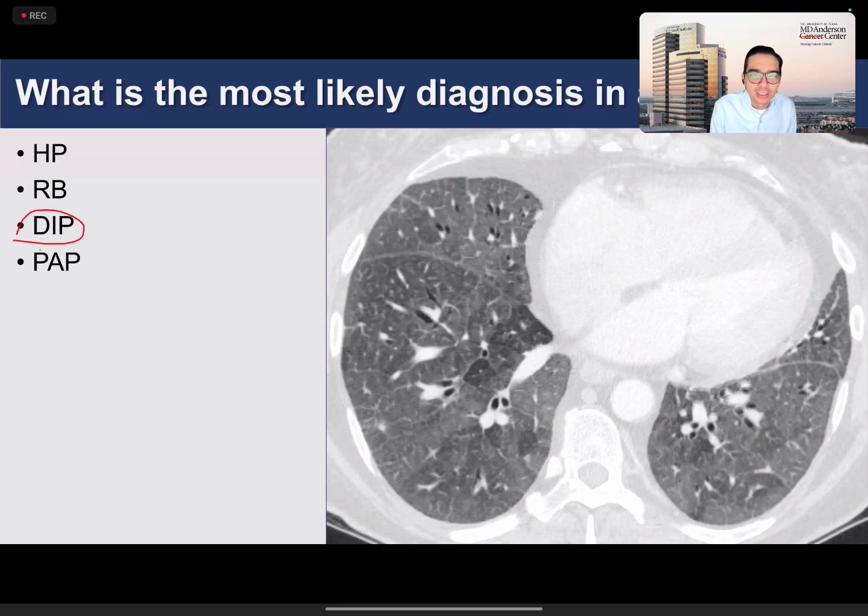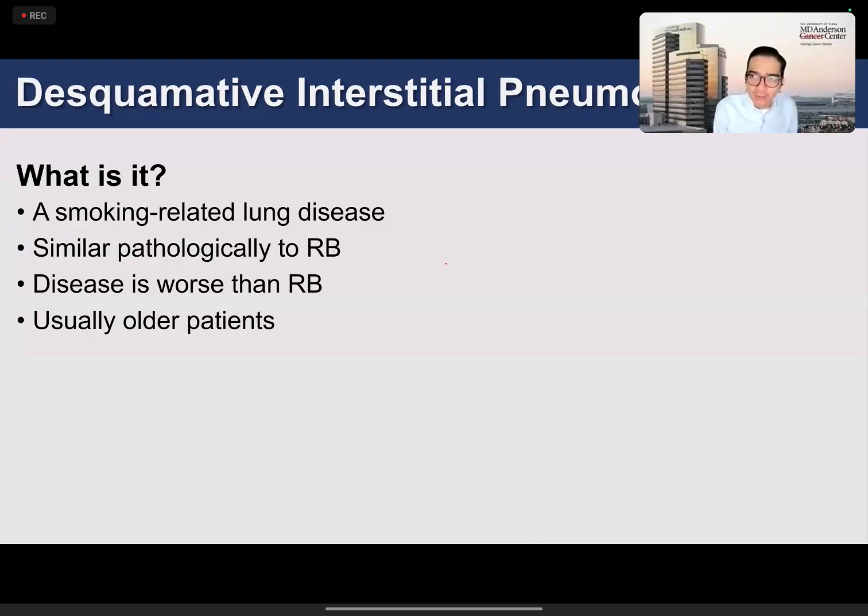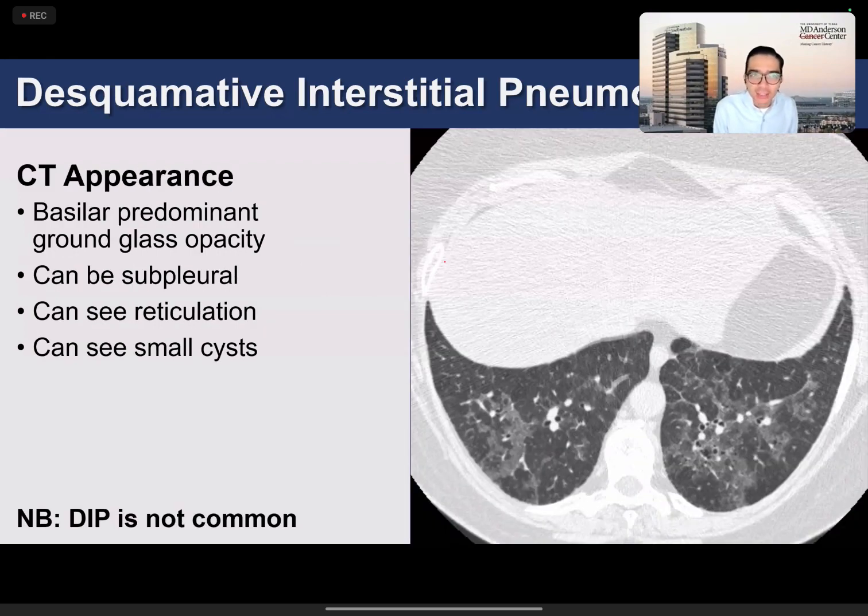Okay. So this is similar pathologically to respiratory bronchiolitis, except the disease is worse, it's more widespread, and the patients are usually older and a little bit heavier smokers. From the radiologic perspective, RB tends to be upper lung predominant, whereas DIP tends to be lower lung predominant, and you might see additional findings like subpleural reticulation, and you might see small cysts like you have in this patient. And whereas RB is pretty common, DIP is not that common.